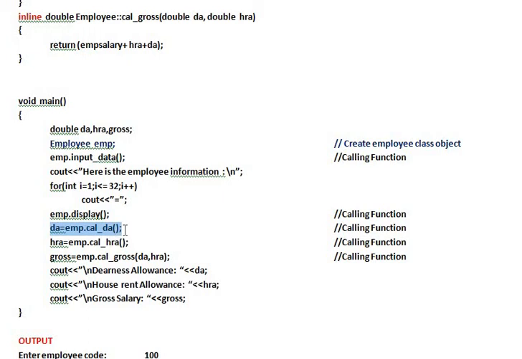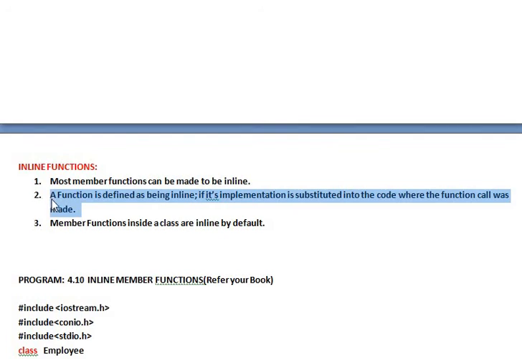And this is how the inline function works, and it's nicely explained in point number 2 here. So just read: a function is defined as being inline if its implementation is substituted into the code where the function call was made. That means in the calling function. The implementation details, that is the code inside the function body, shall be directly substituted into the calling function, so that there is no extra overhead time to be incurred, as there was in the jumping process.